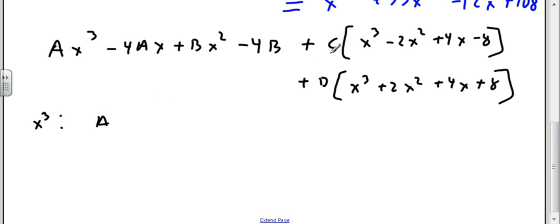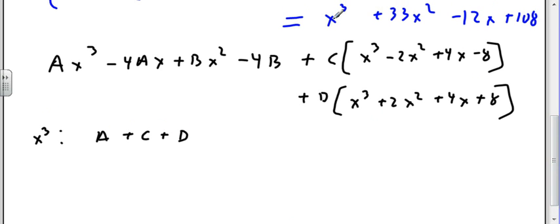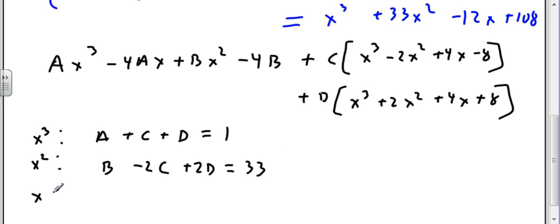I've got an a, I've got a c, and I've got a d. And I see that they have to add up to be 1. I look at the x squared term, and I see I've got a b, I've got a minus 2c, I've got a plus 2d, and I see that that has to equal 33. I look at the x term, and I've got a minus 4a, I've got a plus 4c, I've got a plus 4d, and I see that that adds up to minus 12.